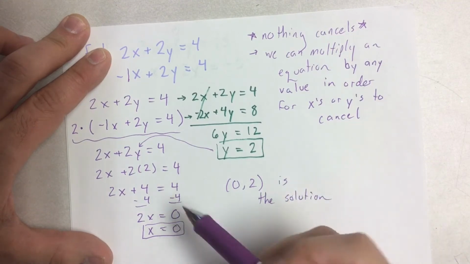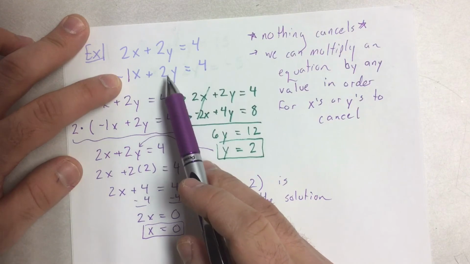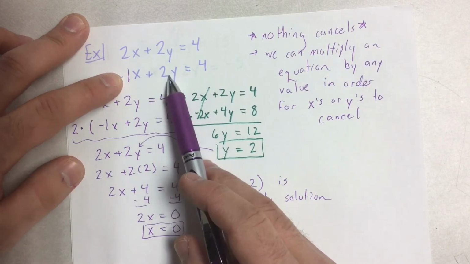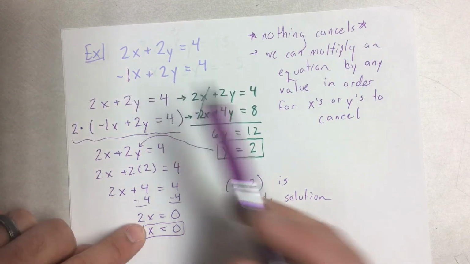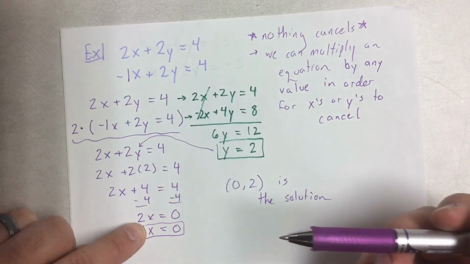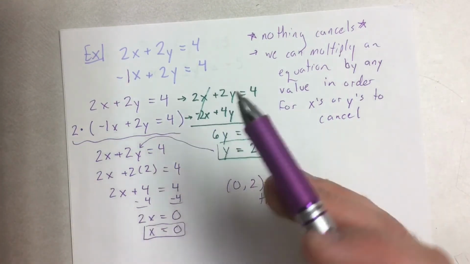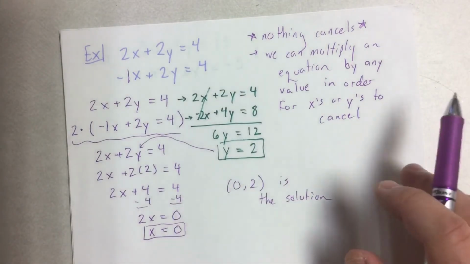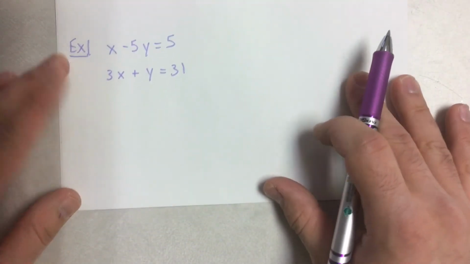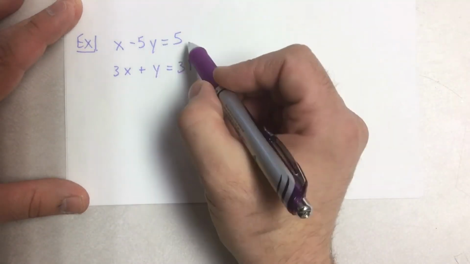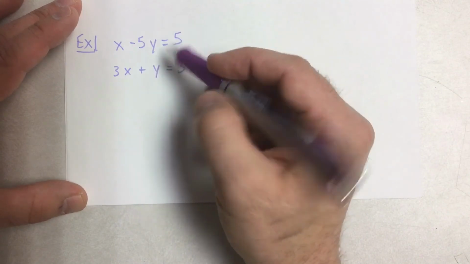If you were wondering, if I would have multiplied by -1 so that the y's would cancel, I would still get x to be 0. So you would still get the same thing regardless of what you choose to modify to make things work for you. So let's try one more of these where we have to multiply. So we have x minus 5y equals 5 and 3x plus y equals 31.